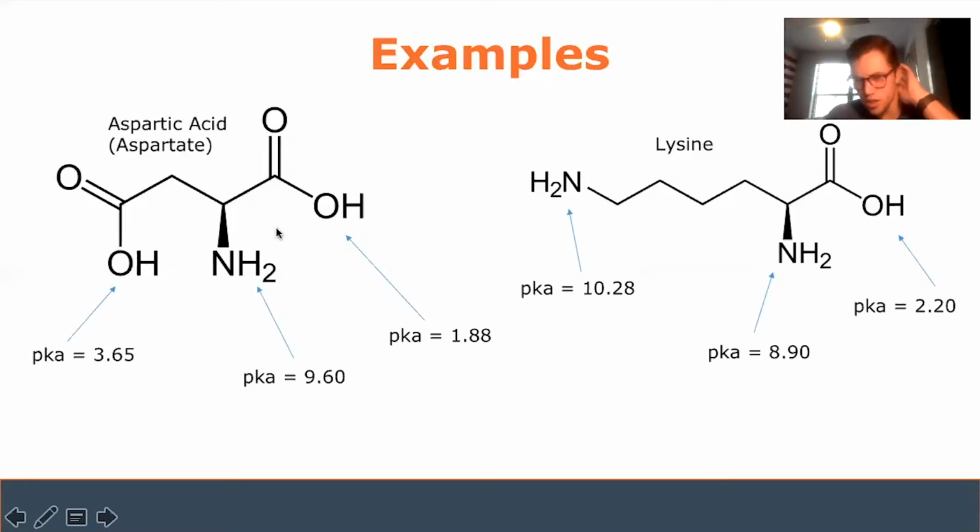So that doesn't really work. Let's think a little bit harder. What if the pH is 3? So 3 is below this pKa, so this will stay protonated. So that's going to be neutral.